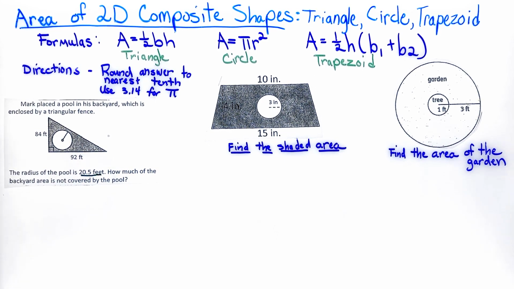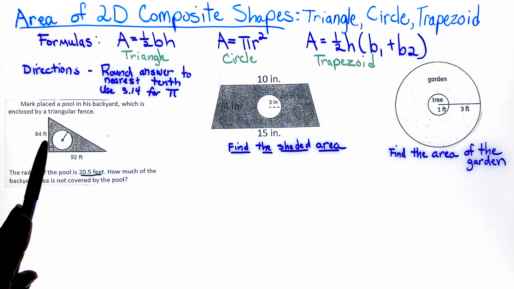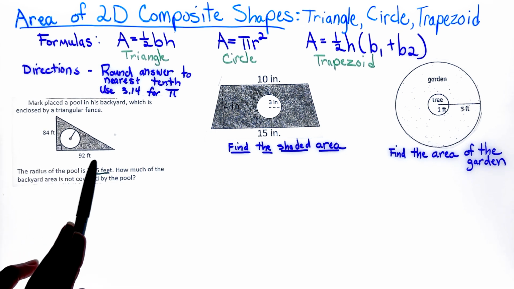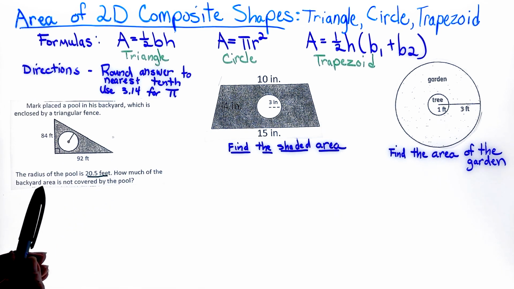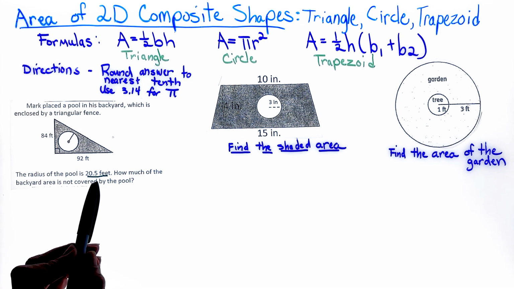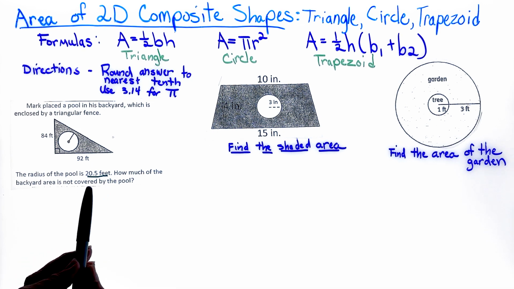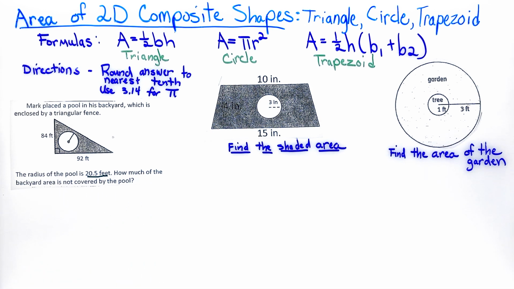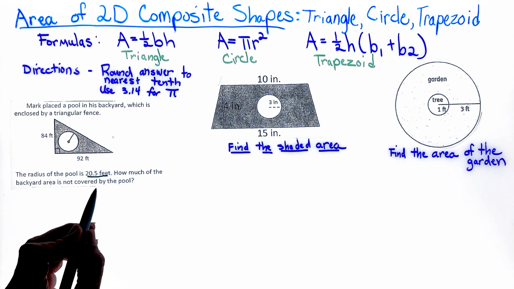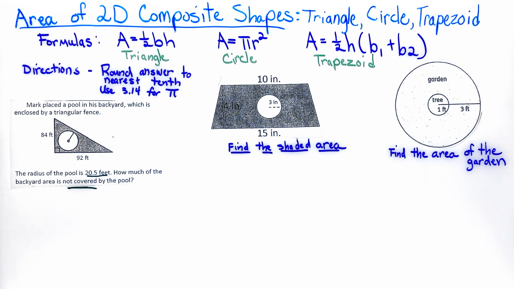Mark placed a pool in his backyard, which is enclosed by a triangular fence. So here is his fence, and we see that's his yard. The radius of the pool is 20.5 feet, and I've underlined that because that's going to be important. How much of the backyard is not covered? So when we say not covered, we are talking about the shaded area of the drawing that's given to us.